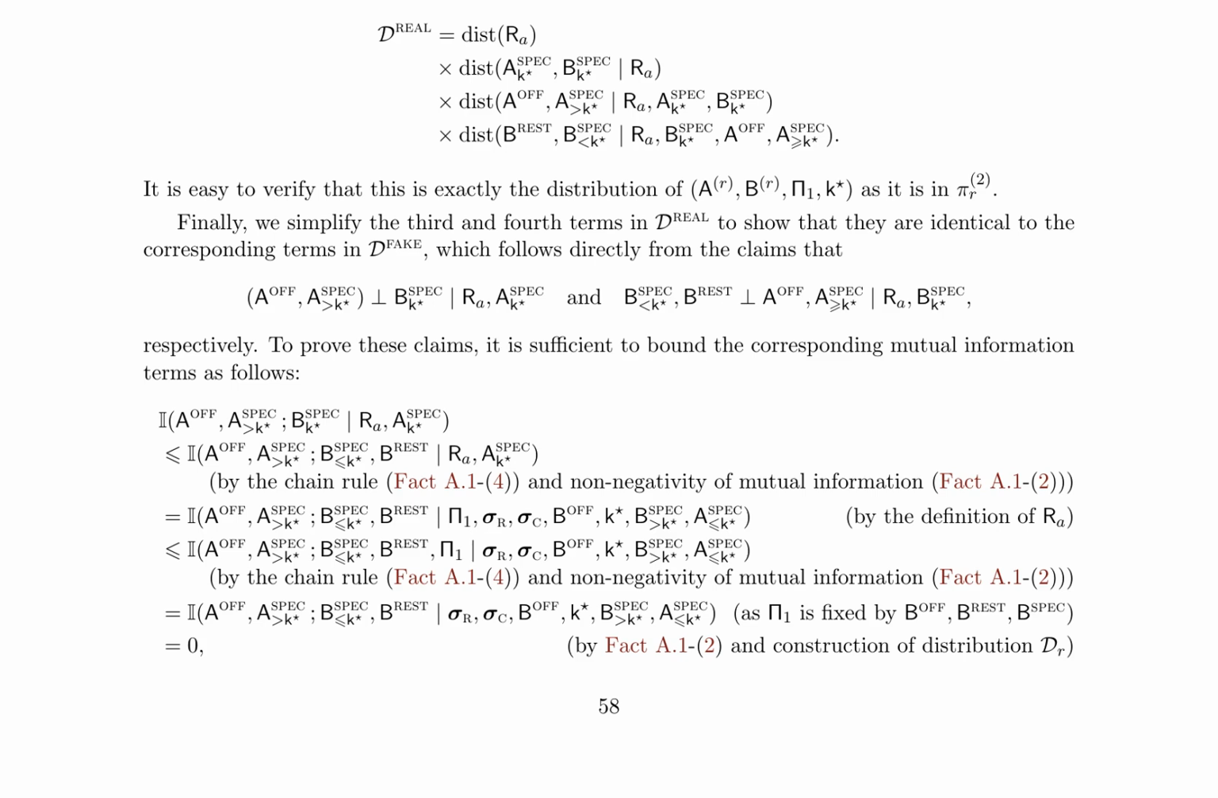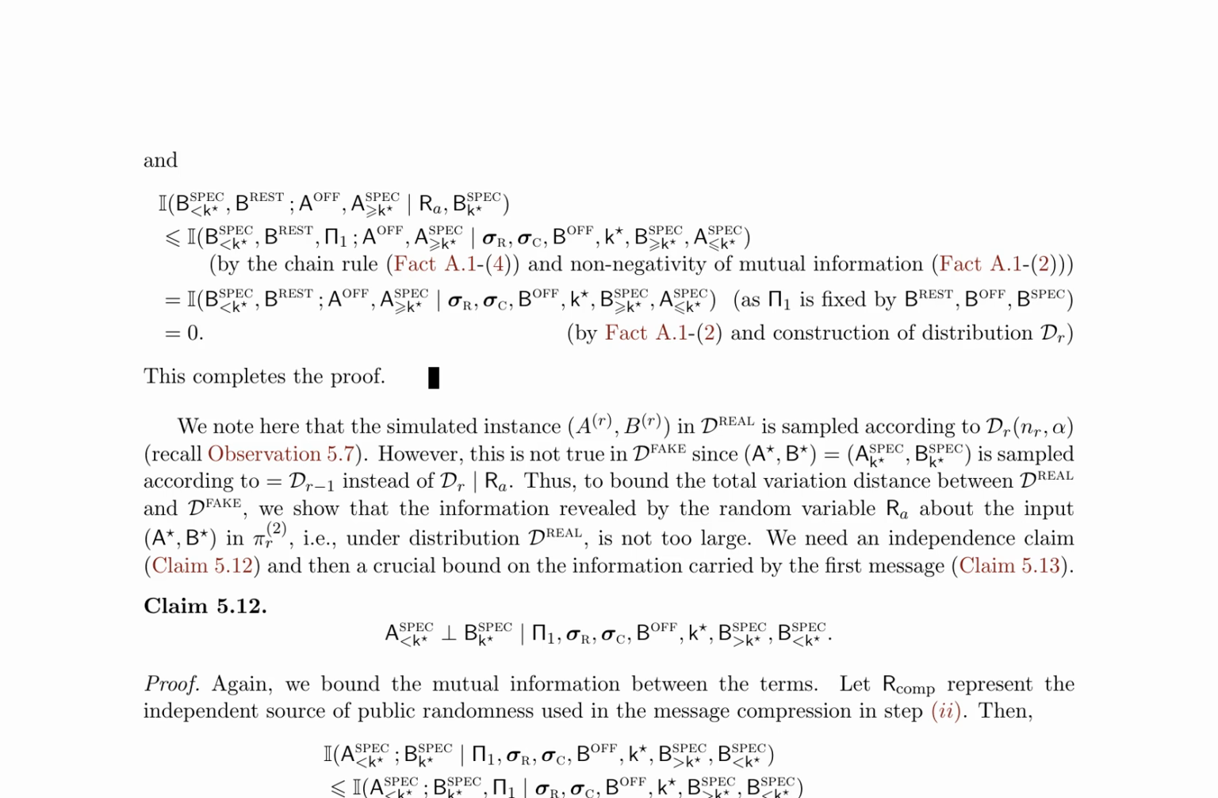The proof of claim 5.11 relies on the construction of the distribution D_doctor and the properties of mutual information. This claim establishes the statistical closeness of the simulated instance and first message in pi_{r-1} to the corresponding distributions in pi_2^r.